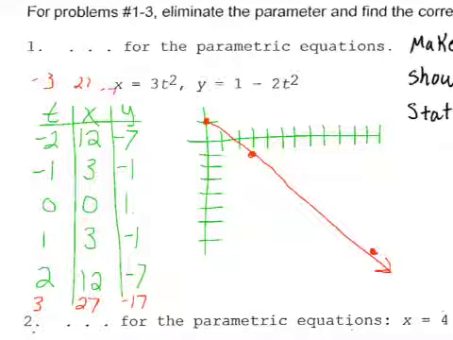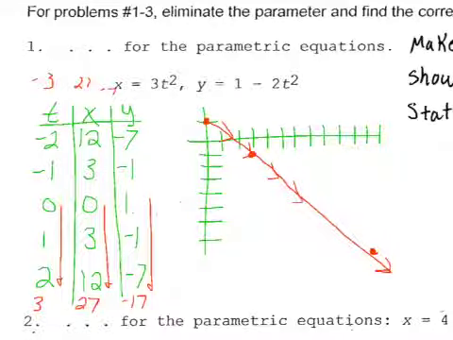So for the orientation, we want to look at what the t's and the x's and the y's are doing. So it looks like that as our t's are getting bigger, our x's are getting bigger, and our y's are getting smaller. So we want our orientation to move in this way. Down, because that's the way that our graph is going to keep going.